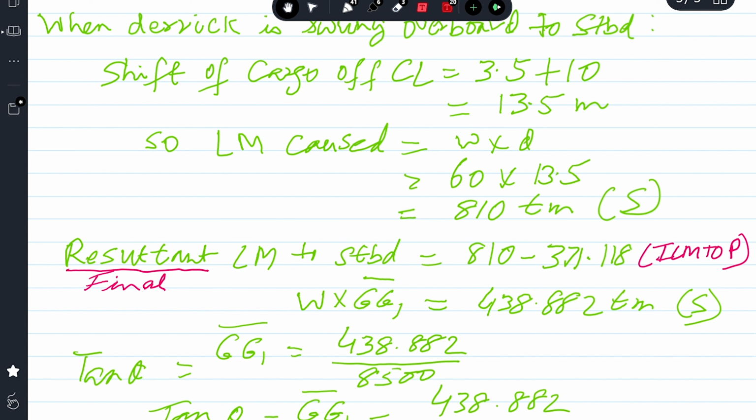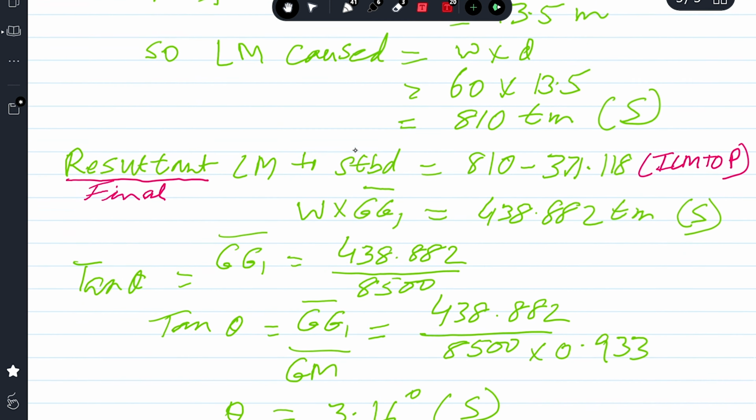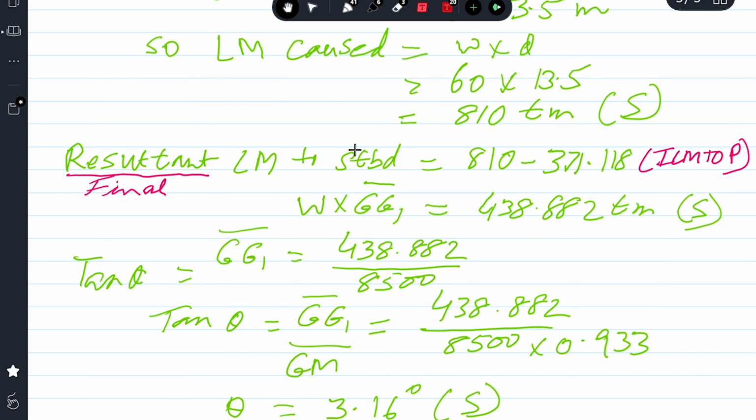So the ship's center of gravity will now shift from G to G1. How much will that be? The displacement into GG1 will be now 438.882. Okay, the listing moment is always the final where the shift center of gravity has shifted to the starboard side, GG1 final into the displacement. Cargo has not been discharged, so W remains the same. So the listing moment caused will be equal to W into new GG1. GG1 will be 438.882 upon displacement.